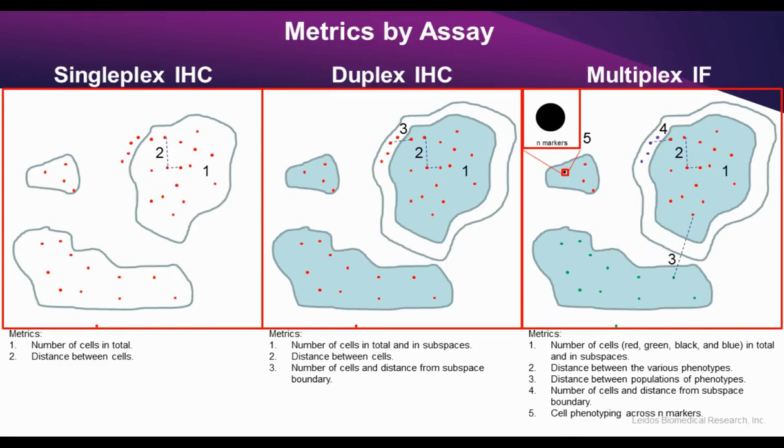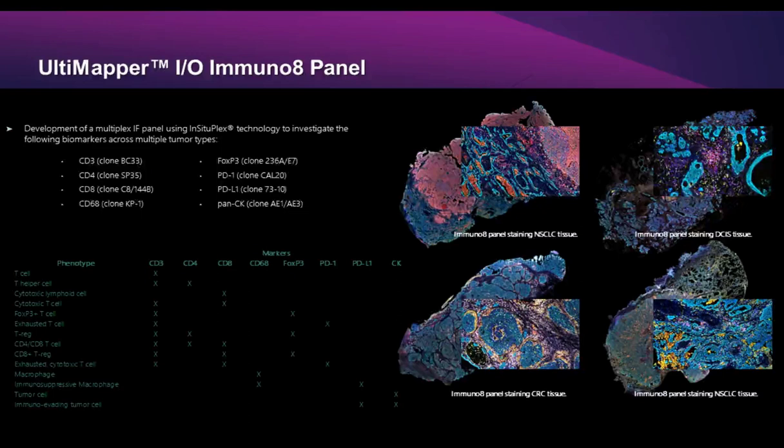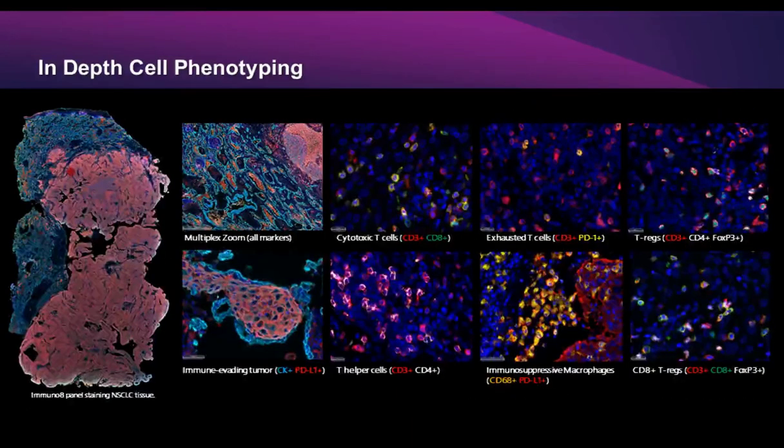ultimately cost. As an early preview, here's an example of an image from our Aplex multiplex IF we worked with Ultivue to help develop. The markers include CD3, CD4, CD8, CD68, FOXP3, PD1, PDL1, and pan-cytokeratin. We plan to use this panel to assess the tumor microenvironment on breast and lung cancer samples.